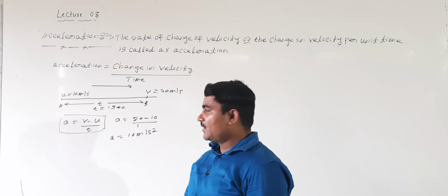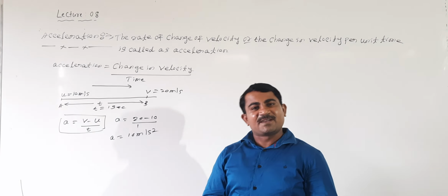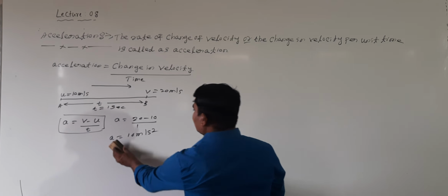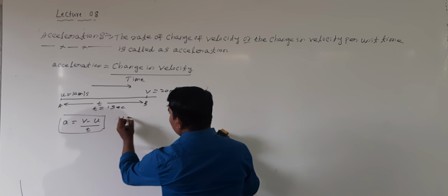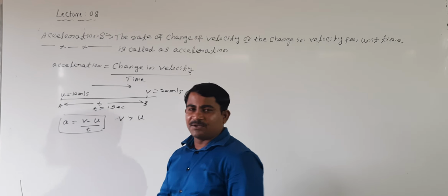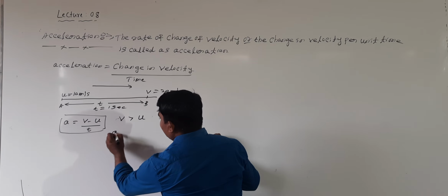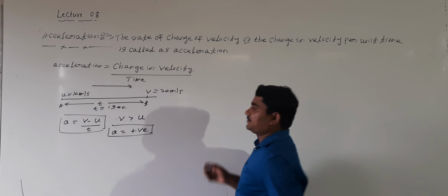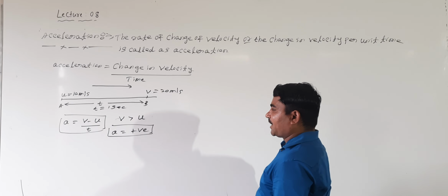From this what did you get? The final velocity of the body is greater than the initial velocity of the body. Acceleration is positive. In this case, the final velocity of the body is greater than the initial velocity of the body, v is greater than u. Then we call acceleration positive. Are you following me? Right? Then when is acceleration negative?